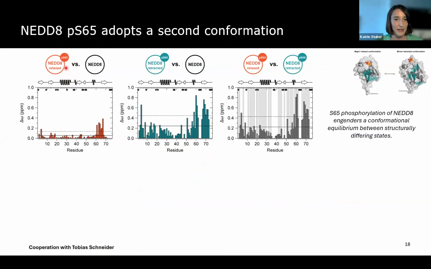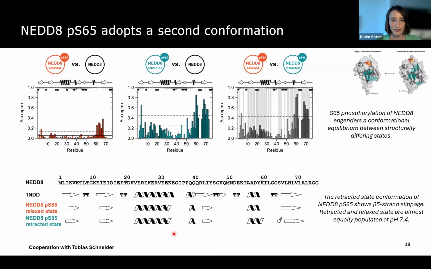We have this relaxed state that only has perturbations in the vicinity of serine 65, and we have this retracted state, which has perturbations of the structure all over the sequence. And when looking at the secondary structure analysis, we could also see that this retracted state is induced by a retraction of the C-terminal tail into the core. So we have also this slippage of the beta-5 strand, as it was only shown for ubiquitin or phosphorylated ubiquitin before. And of course, the retracted and relaxed states here are populated almost equally at pH 7.4, as it was shown for ubiquitin.